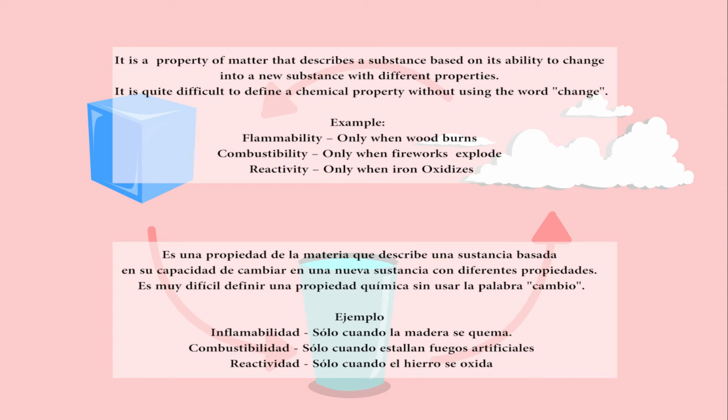Chemical properties. It is a property of matter that describes a substance based on its ability to change into a new substance with different properties. It is quite difficult to define a chemical property without using the word change. Here we have some examples. Flammability, only when wood burns. Combustibility, only when fireworks explode. Or reactivity, only when iron oxidizes.